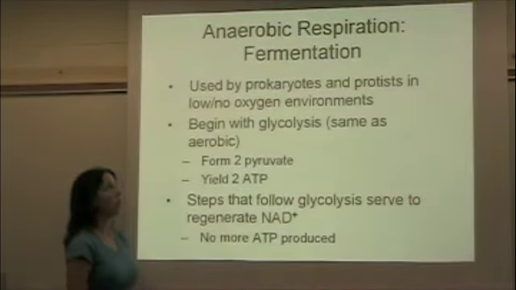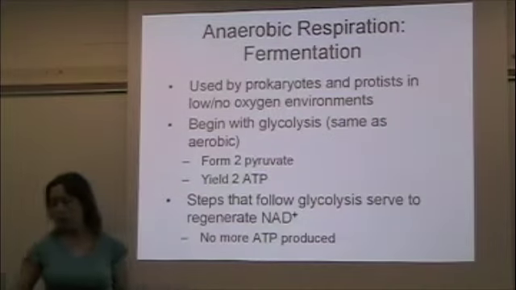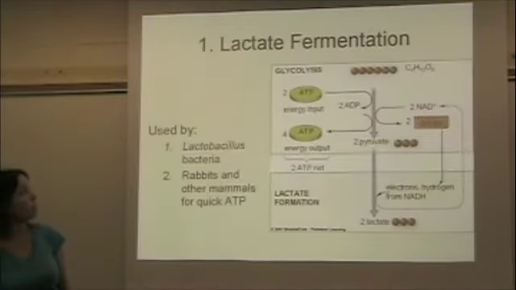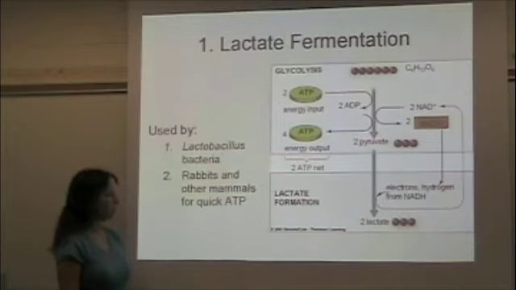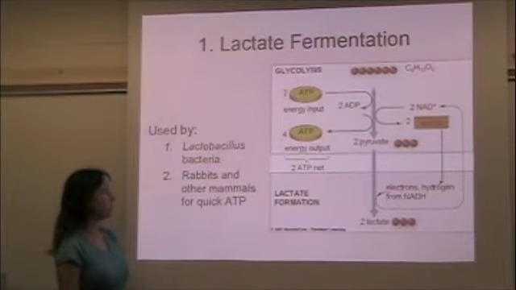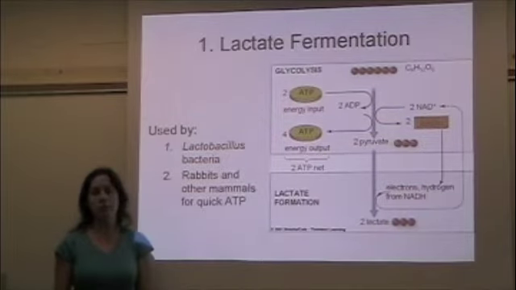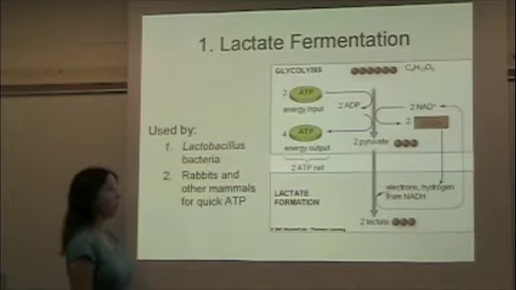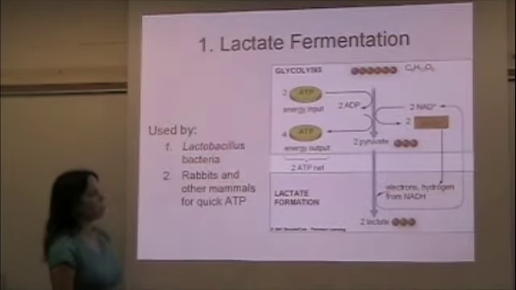So there's 2 slightly different pathways for anaerobic respiration. The first one is called lactate fermentation. It's used by lactobacillus bacteria. It's also used by rabbits and other mammals for quick bursts of ATP. So when you get a cramp in your muscle for a brief period of time. Okay, so let's look at the picture.